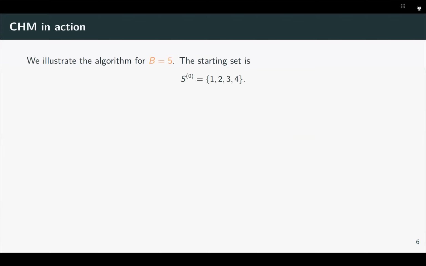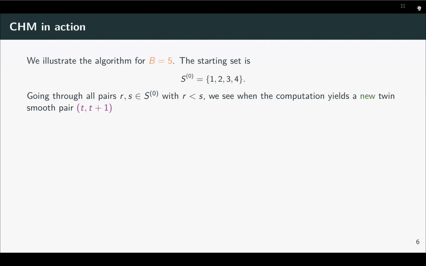So I think it's good to see this in action. I'm going to show you an example of this with B equals 5, and hopefully try to find either almost all or all of the solutions. So the initial set S0 is all numbers from 1 to 4, which represent the B-smooth twins 1, 2, 2, 3, 3, 4, 5.